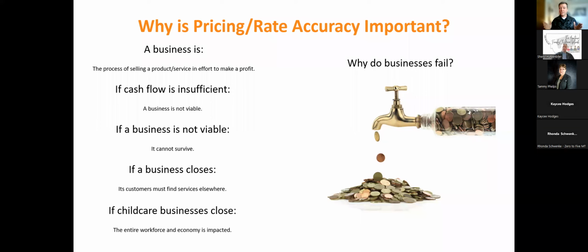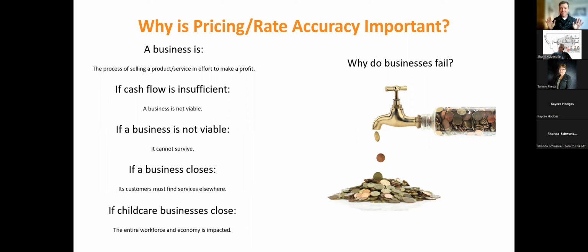Briefly, why do businesses fail? Statistically speaking, many of you have heard me say this before, 2 out of 10 businesses fail within 1 year, half of all businesses fail within 5 years, and 70% of businesses close within 7 years. Those are data points provided by the U.S. Small Business Administration on a national average.